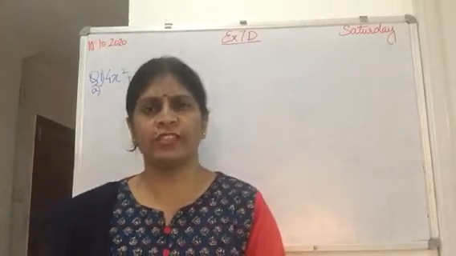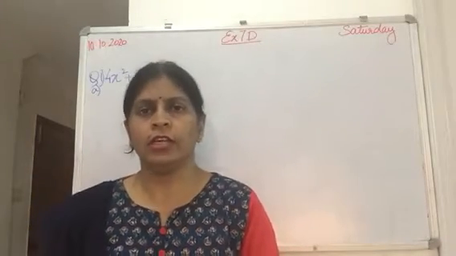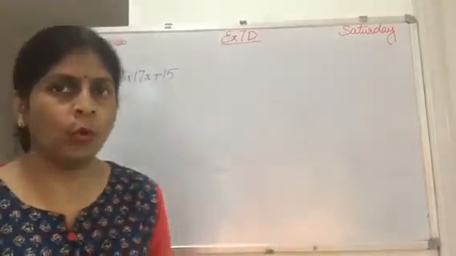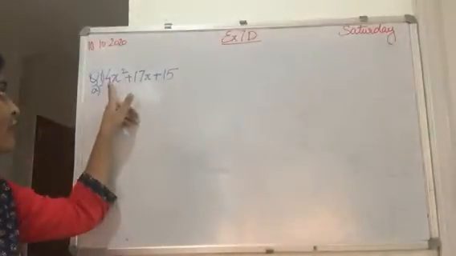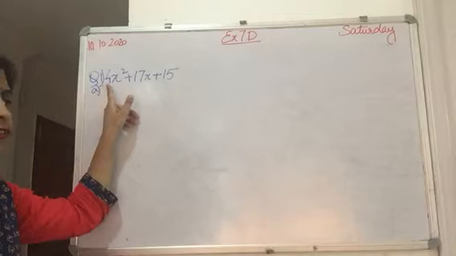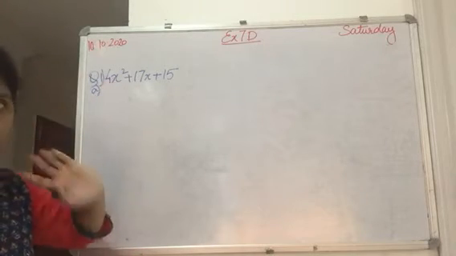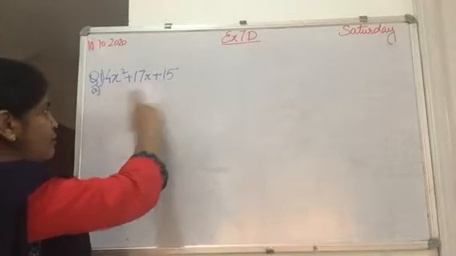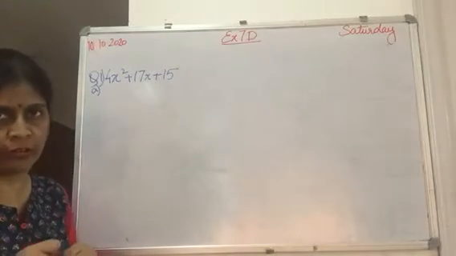Okay students, now we will start exercise 7D. In 7D, it is the same as what we have done in 7C. The only difference is, earlier you have seen the coefficient as 1 in the first term, here the value is given. That's it. So, 4x square plus 17x plus 15. Now you have to factorize.